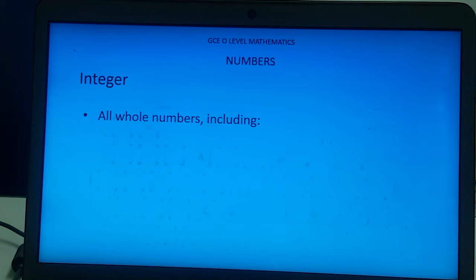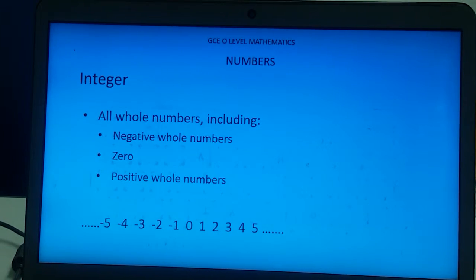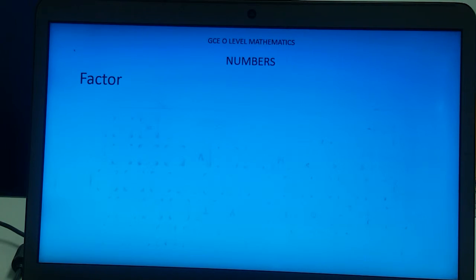Integer. It is any whole number, including negative whole numbers, 0, and positive whole numbers. Here is an example of it, just a whole number with a positive or negative sign.